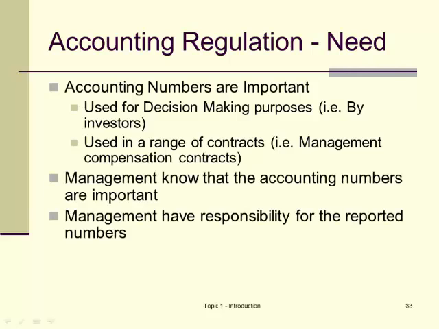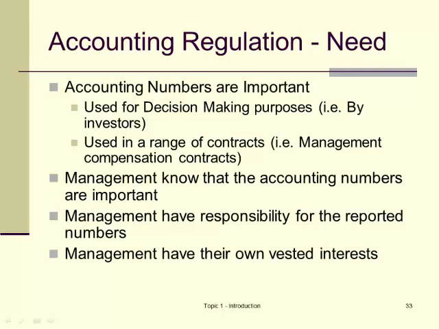We know that accounting numbers are important both for decision making and for contracts. And we know that managers control those numbers. And we know that managers have their own self-interest. So what are we really concerned about here? In setting the rules, we want to give managers minimum flexibility, because if they have a choice, they're going to choose whatever makes them look better. Now, the problem is you can't take away all flexibility, because they need to record what's really happening in their business.